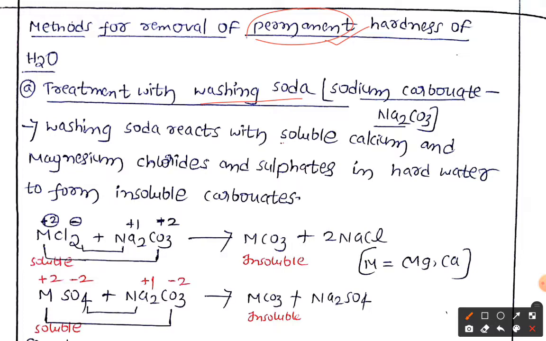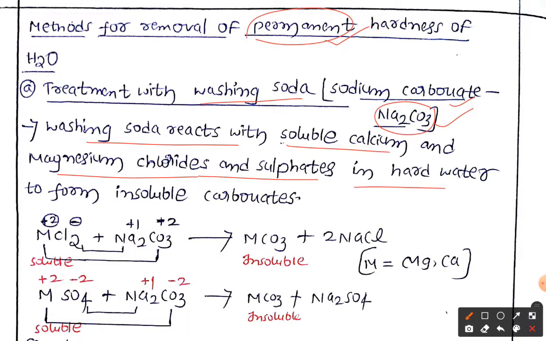What is the formula of washing soda? It is nothing but sodium carbonate. The formula is Na2CO3. Now, what is happening when hot water reacts with sodium carbonate or washing soda? Washing soda reacts with the soluble calcium and magnesium chlorides and sulfates in hot water to form insoluble carbonates.